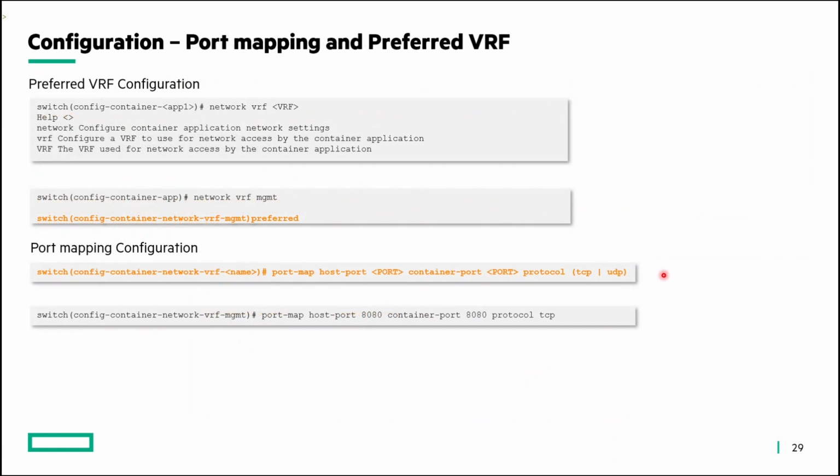Now, port mapping and preferred VRF. These have two new CLIs. The first one is preferred, which is very straightforward under that particular VRF context. Here, you go to network VRF and whichever VRF is of your interest, you get into that VRF and you set that VRF as preferred. In port mapping, you have port-map with the host port and its respective port number. This host port is the CX port, then the container port and its respective port number, and the protocol, either TCP or UDP. Here is an example of how you configure this.